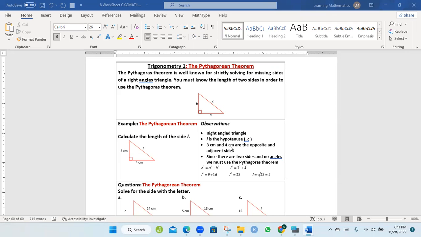3 and 4 now are the opposite and adjacent sides, or you can call them A and B. So sides 3 and 4 are basically the A and B. Since there are two sides and no angles, we must use the Pythagoras theorem. The Pythagoras theorem says C squared is equal to A squared plus B squared. Now C is L, so we substitute L in the place of C, so L squared is equal to 3 squared plus 4 squared. And 3 squared plus 4 squared is 9 plus 16, that's 25. So L is the square root of 25, which is equal to 5.